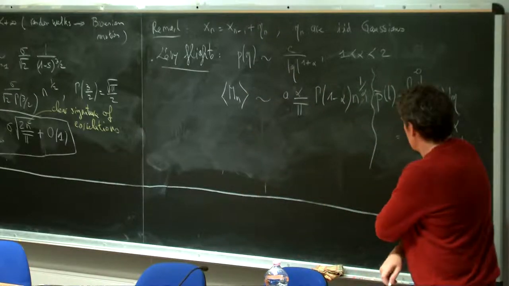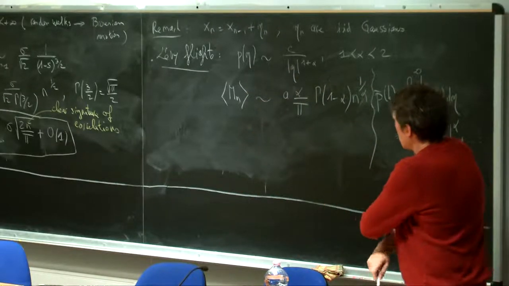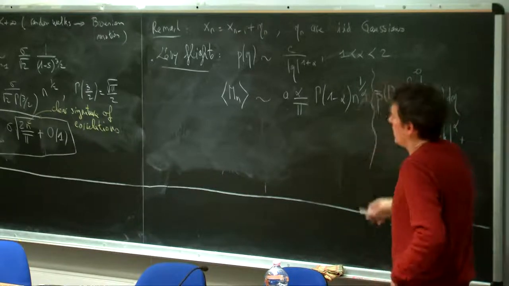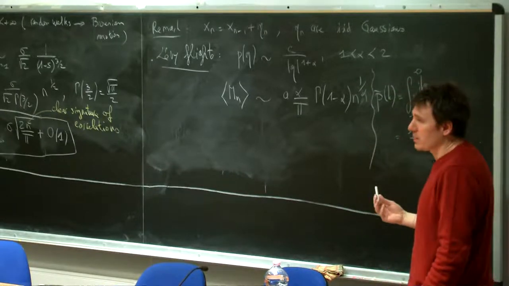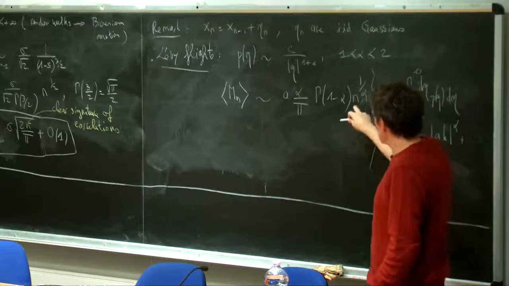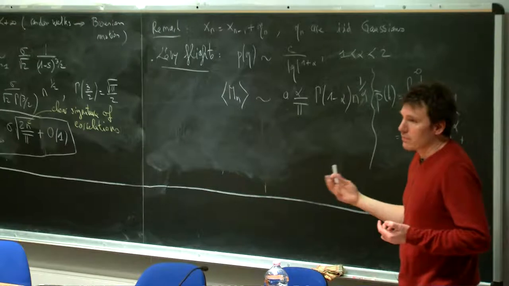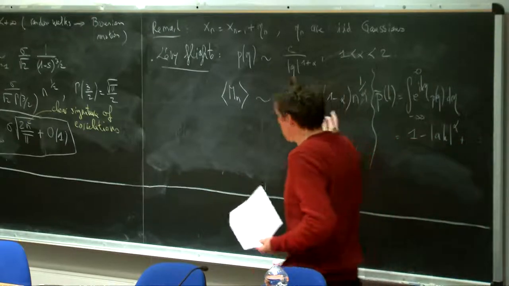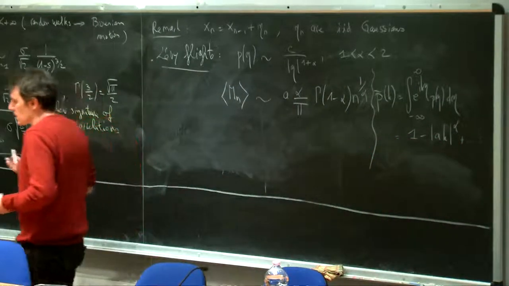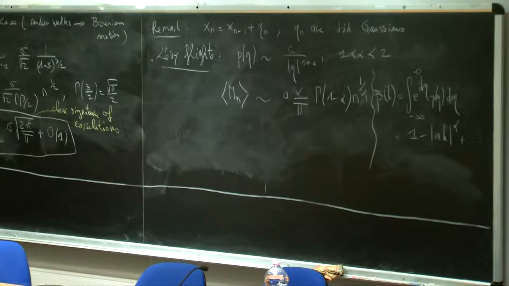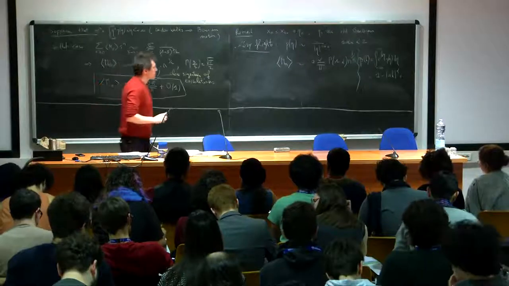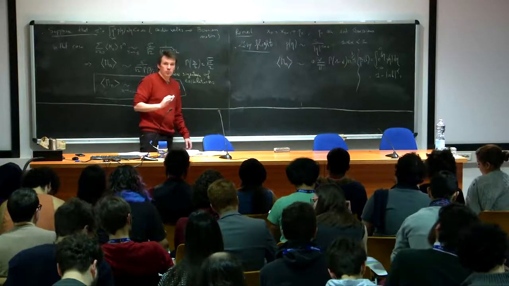OK, so Mn actually, you see, again, it goes faster than square root of n. And you see also that this has the same scale as the Levy flights, right? We know that if I have a Levy random walk of n steps, the typical scaling is n to the power 1 over alpha, and that's this guy again. Is that clear? Please stop me if it's not.